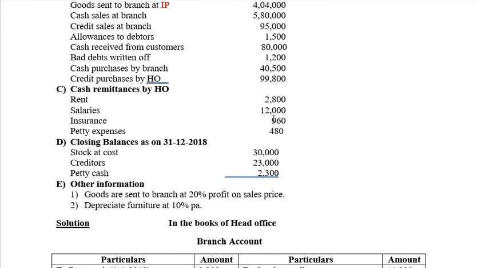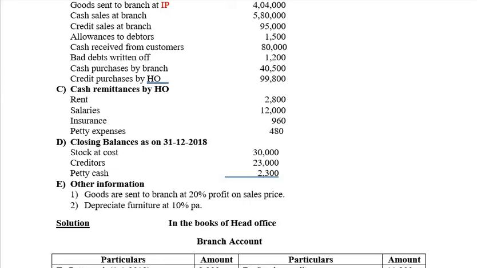After allowances, the next is cash received from customers. Now cash received from customers, there are two entries here. So one entry will be in the cash account and another entry will be in the debtors account. The amount of cash received from debtors is 80,000. So let's go to the debtors account. It will be credited, cash account will be debited, cash account debit to debtors account.